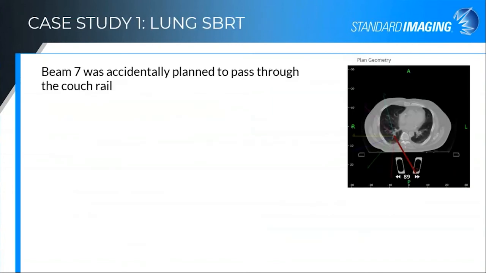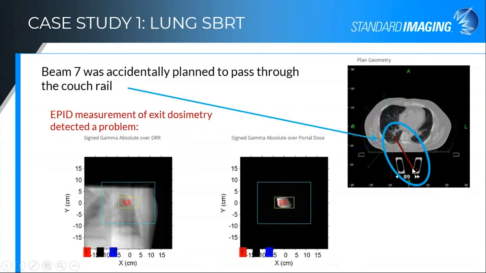So, a couple of case studies. In this one, it was a lung SBRT where one of the beams was accidentally planned to go through the couch rail. The portal imager measured the exit dosimetry and measured a problem. We measured hot at the middle of our exit images.